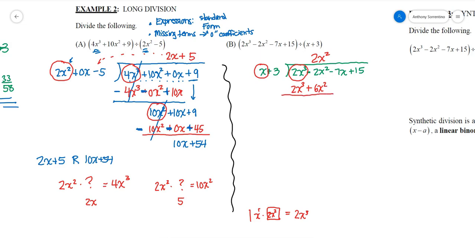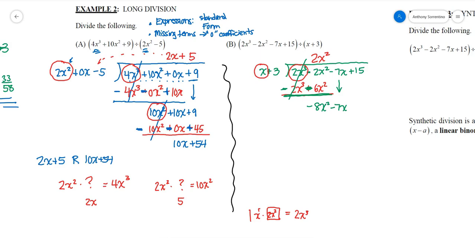And I have to remember now that I'm going to carry through the subtraction, so I'm going to subtract, but that subtraction gets distributed, so this becomes a minus as well. These cancel. Negative 2x squared minus 6x squared becomes a minus 8x squared. And I bring down the next term, which is a minus 7x.